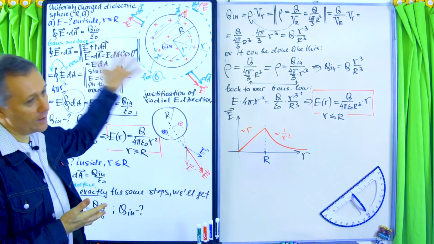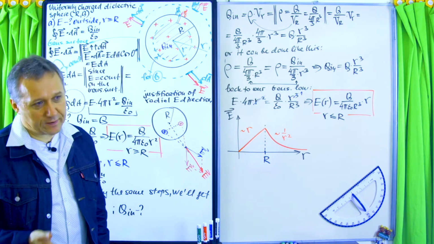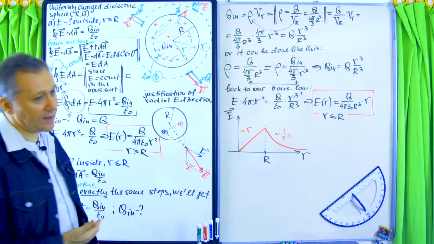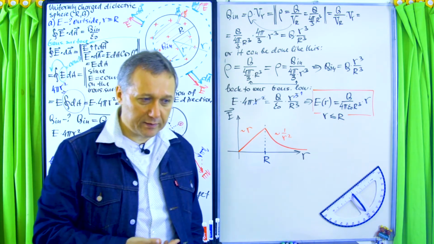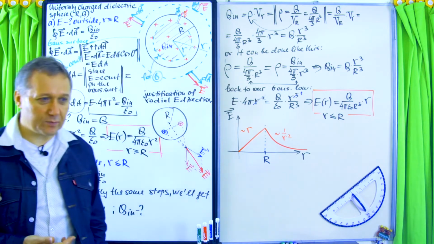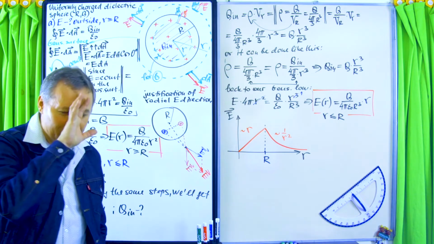Our electric field created by a uniformly charged non-conducting sphere, or for now we can say dielectric sphere, because if it were a conductor, the story will be slightly different. We will discuss that in a few classes, but for now, that's how electric field changes with time. Oh, not with time, with r, sorry.